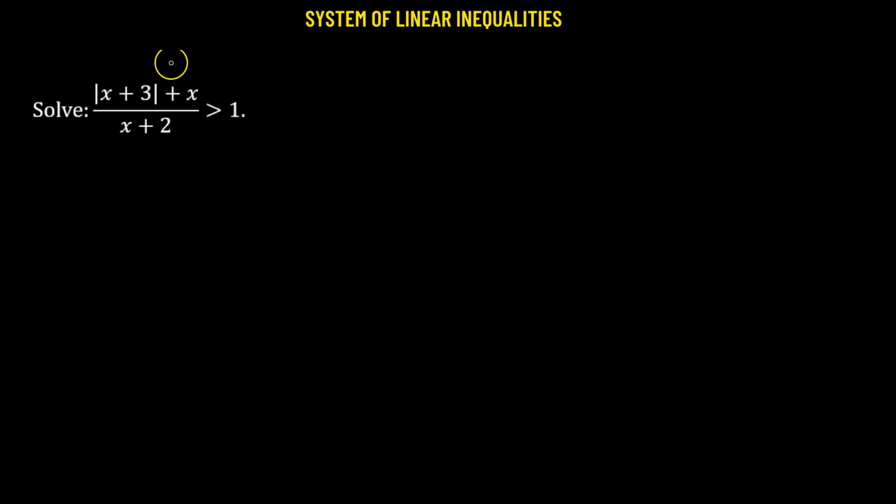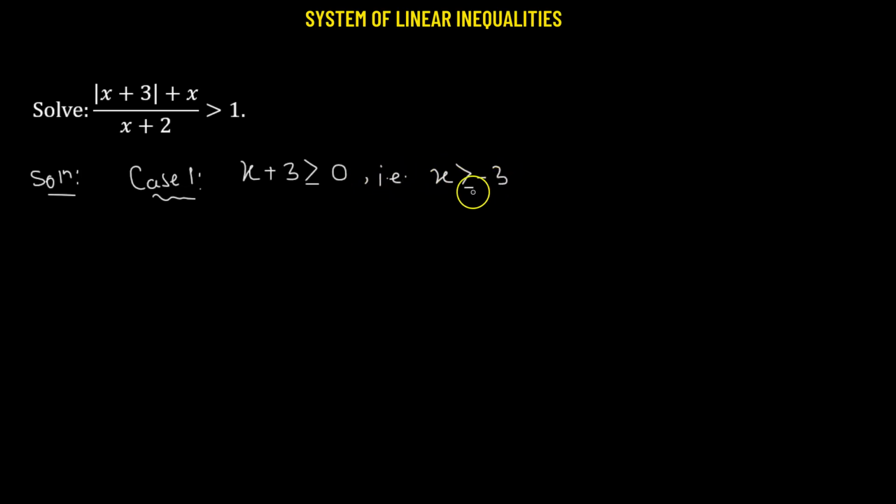Let's solve the following linear inequality. So here we will begin by taking two cases. Case number 1, we will consider that x plus 3 is greater than or equal to 0. If x plus 3 is greater than or equal to 0, it simply means that x is greater than or equal to negative 3. Now, when this is the case, we can say that the absolute value of x plus 3 is also the same as x plus 3.